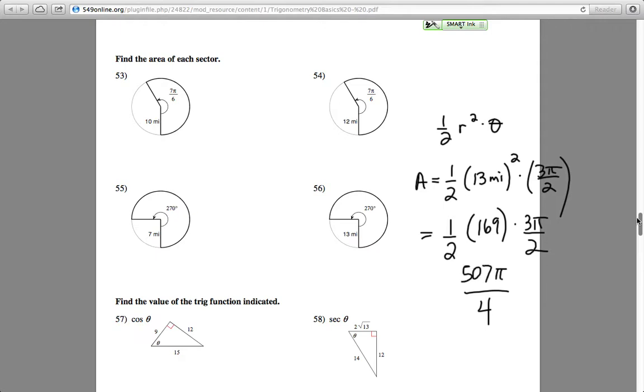507 pi over 4, and what's the units? Miles. No. Miles squared. Why is it miles squared? Because we squared that dimension. The dimension got squared as well. So the length got squared, so it's miles squared. It's square miles. That makes sense. Have you ever heard them talk about an area in square miles? Now, when you look at maps and geography, they say the square mileage of the states. You know, it says this state is so many square miles, this city is so many square miles.